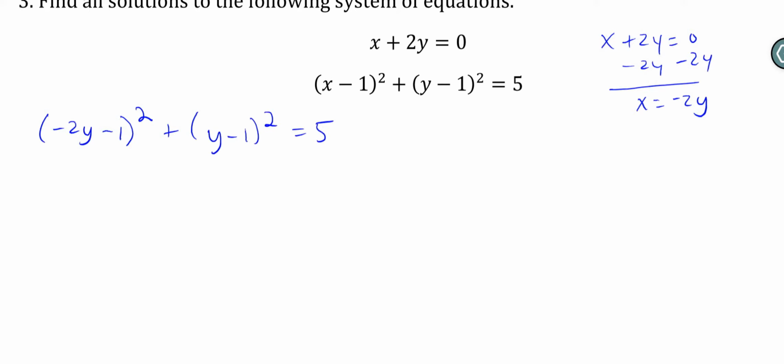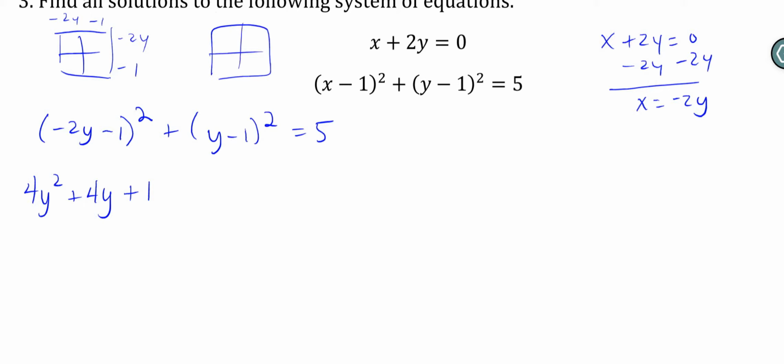Now I want to multiply all this out so that I get a polynomial that I can try and solve. If you're not good at the mental math thing, remember you could always use your boxes. So you do your negative 2y, negative 1, negative 2y minus 1, and multiply all that out. Well, that first parenthesis multiplies out to 4y squared plus 4y plus 1. If you do the whole box thing for the second one, you do y minus 1, y minus 1, you're going to get y squared minus 2y plus 1, and that's all equal to 5.